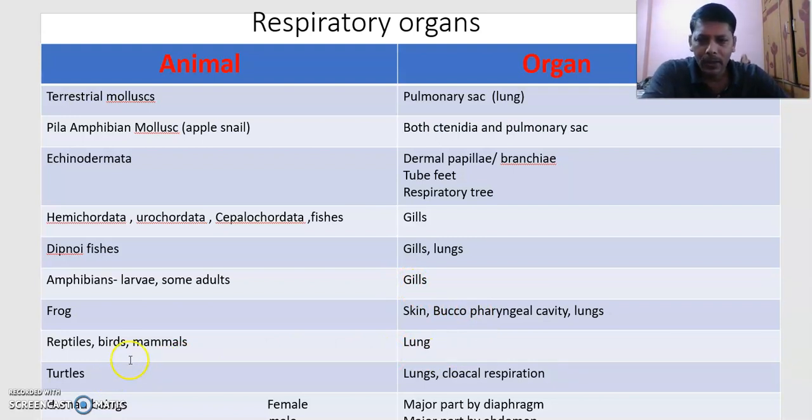Next one, reptiles, birds, and mammals, lungs are present. Turtles have lungs and cloacal respiration. Human beings, females, diaphragm plays an important role here. In males, abdominal breathing takes place. Abdominal respiration in males. Okay, that's the end of this part. In the next part, we start the human respiratory system.